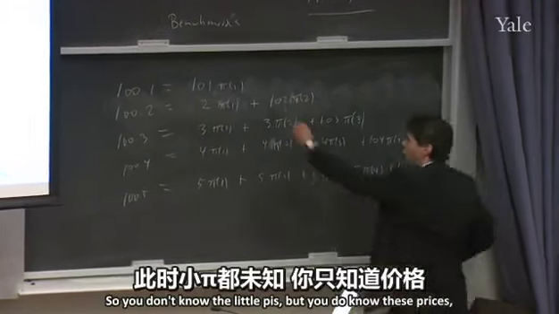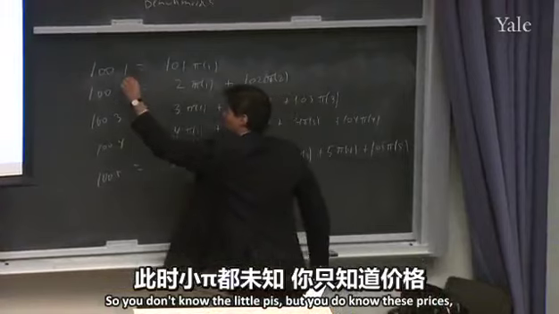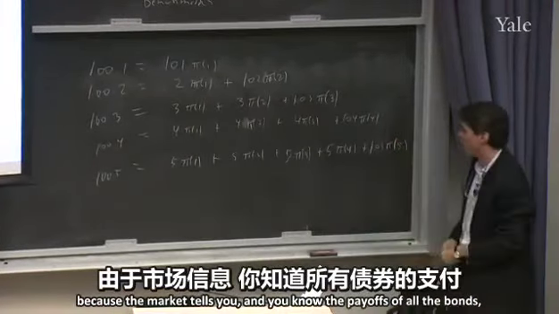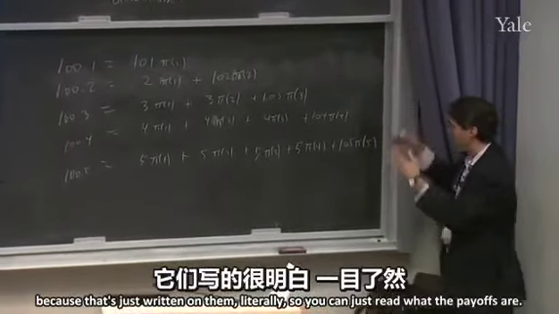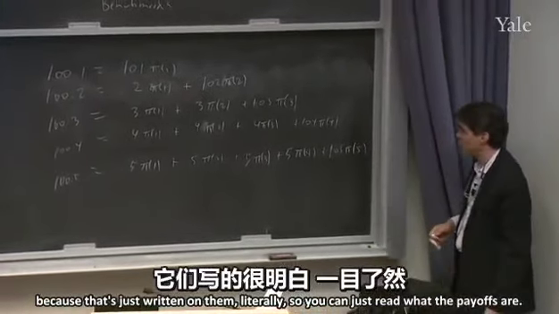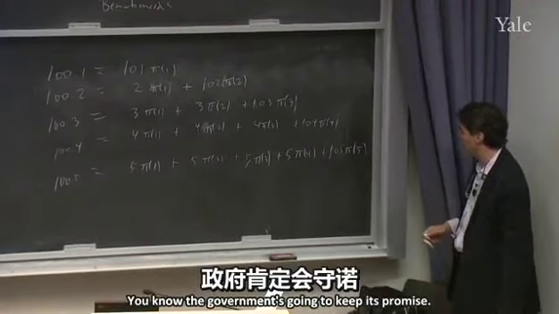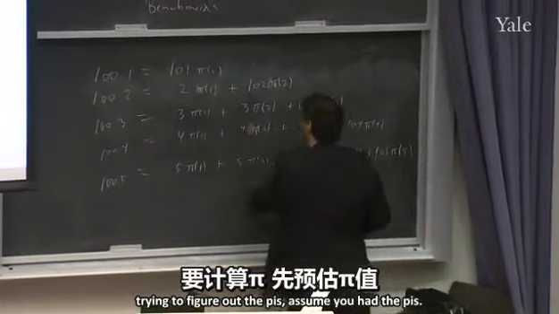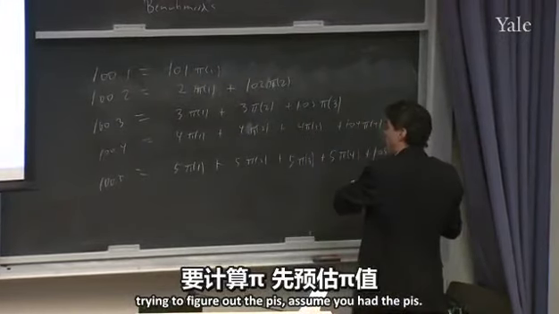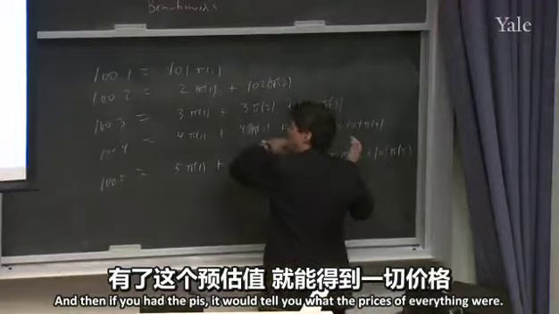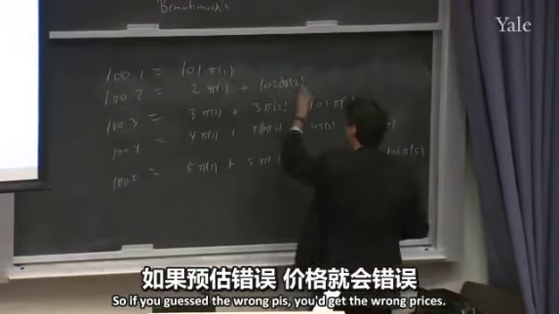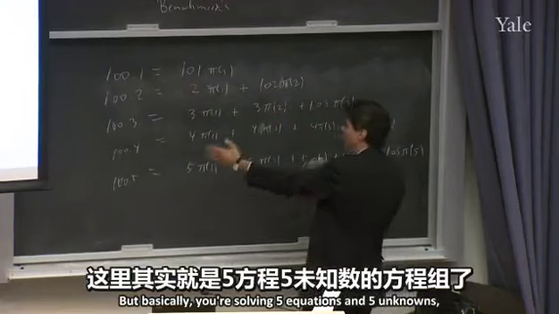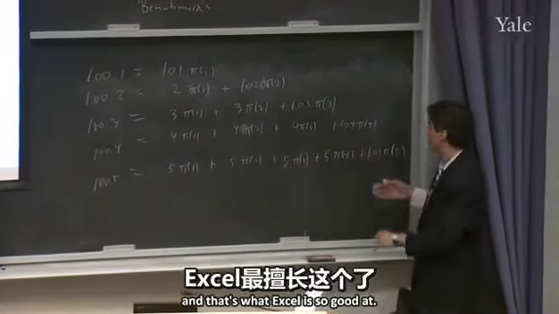So you don't know the little pi's, but you do know these prices because the market tells you, and you know the payoffs of all the bonds because that's literally written on them. So you can just read what the payoffs are, and you know the government's going to keep its promise. So rather than doing this complicated stuff trying to figure out the pi's, assume you had the pi's. And then if you had the pi's, it would tell you what the prices of everything were. So if you guessed the wrong pi's, you'd get the wrong prices. But basically, you're solving 5 equations and 5 unknowns, and that's what Excel is so good at.